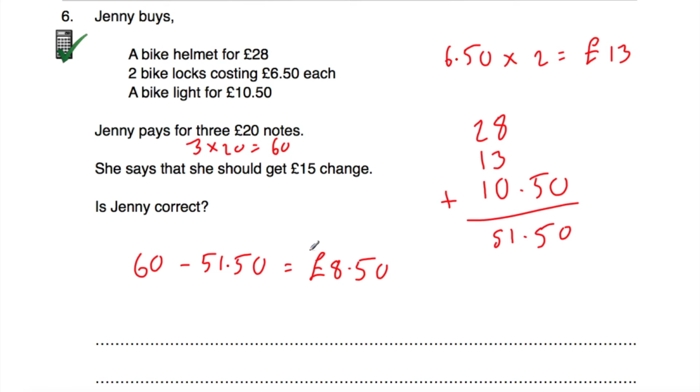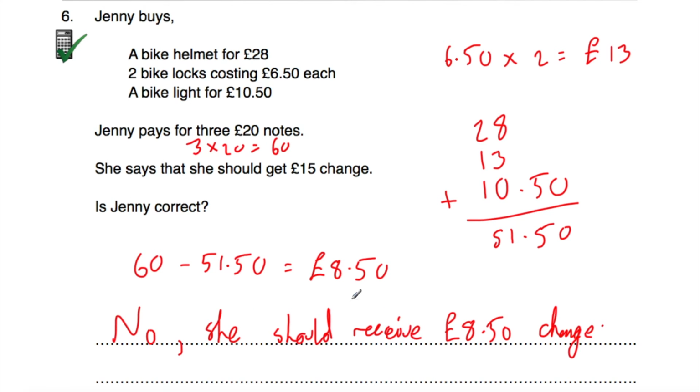So how much change should Jenny receive? £8.50. Now she thinks she's going to receive £15 change. Well, no, she's going to receive £8.50 change. She's actually only considered 1 bike lock and not 2 of them. Okay, so the question says, is Jenny correct? No. And that's it. The answer is no. She should receive £8.50 change, not £15.